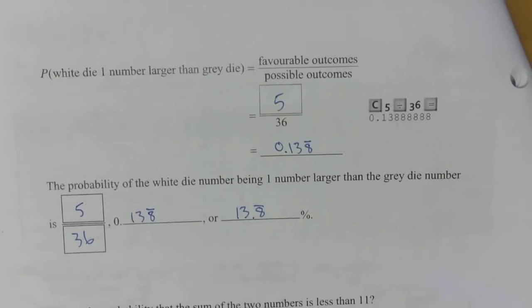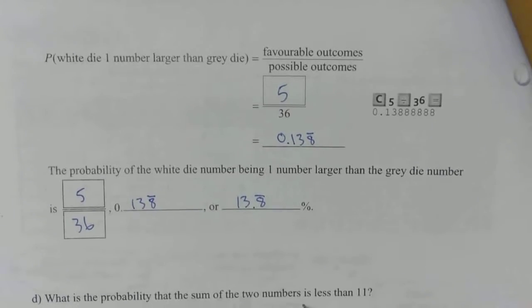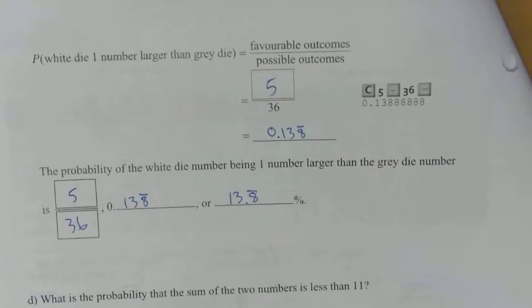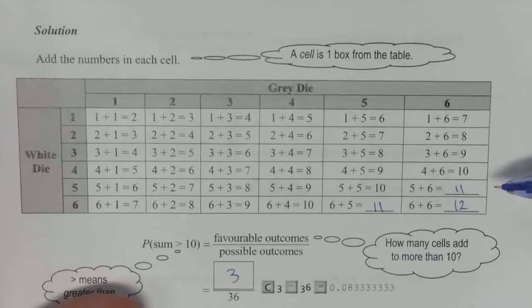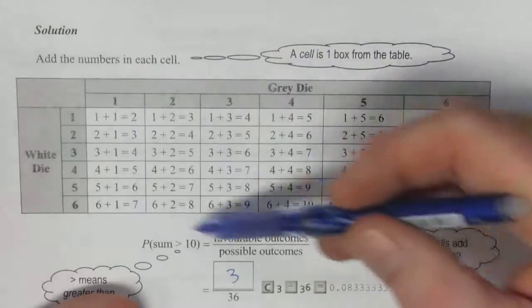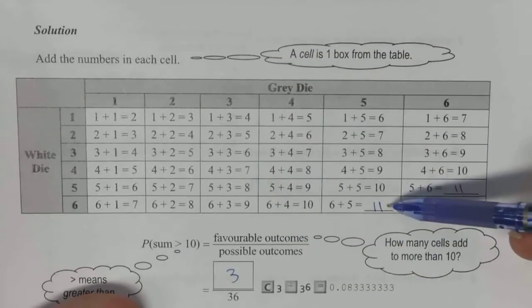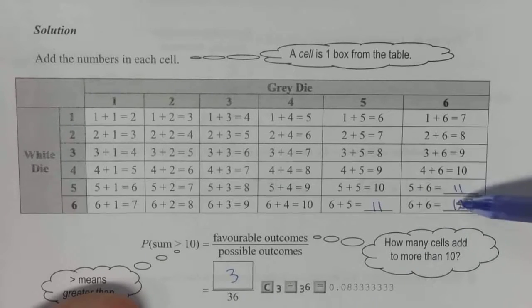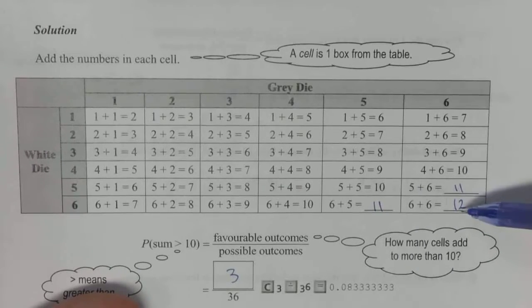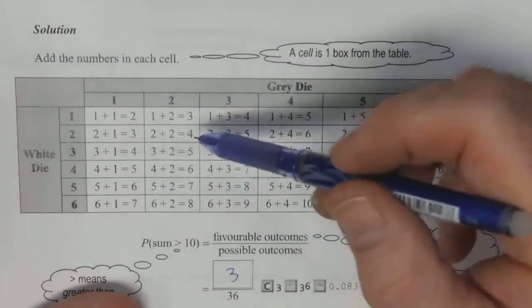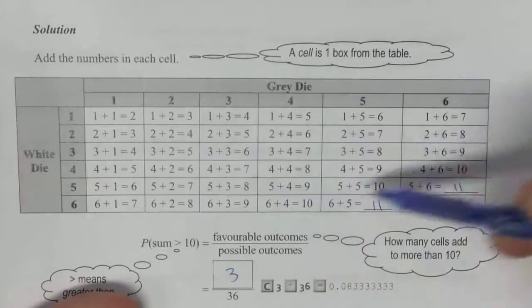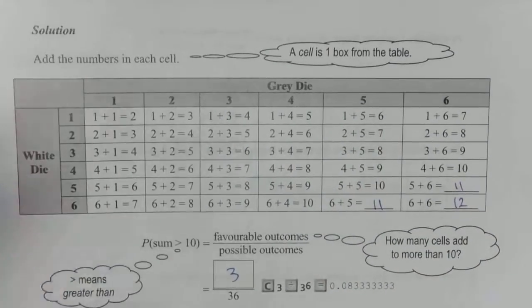So, last question is, what is the probability that the sum of the two numbers is less than 11? Well, let's go back to the chart on the previous page at the top here. Less than 11 is everything else. We did greater than 10, which was these 3. Less than 11 is just the opposite of that. So if there were 3 here that were greater than 10, then that must mean that there are 33, and you can count them, there are 33 here that are less than 11.